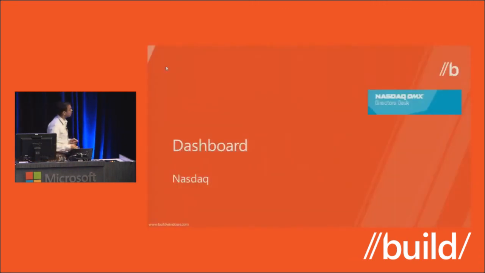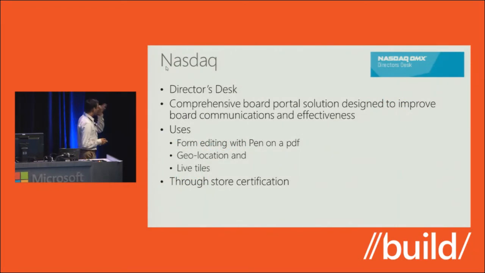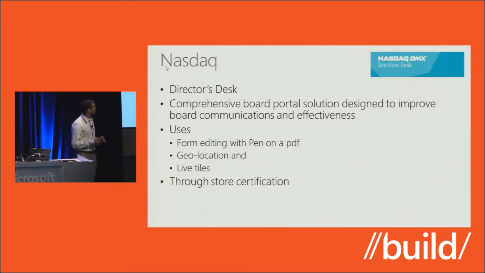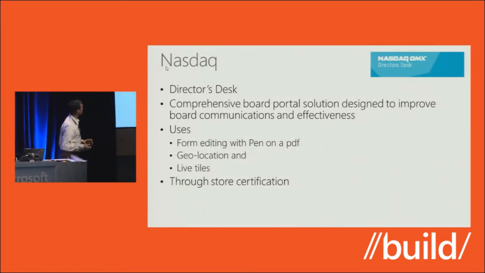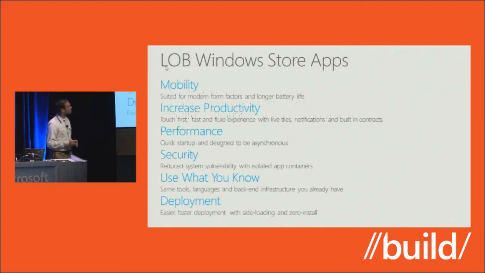Few things that we saw here. Form editing with PDF, with pen on a PDF. You could have used pen as well, I just used the finger. Geolocation, live tiles. This app is going through certification right now, so it should be available in the store very, very soon. You can try it out. And yeah, this is the reason why you want to build a line of business application as a Windows Store app. That's pretty much it.